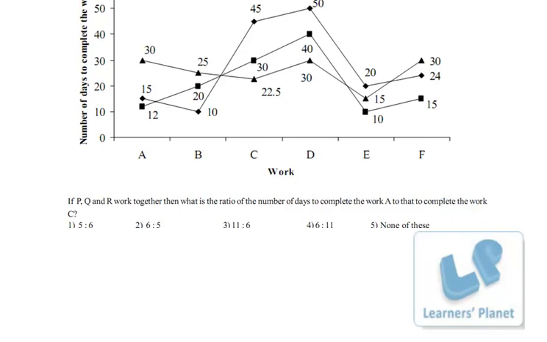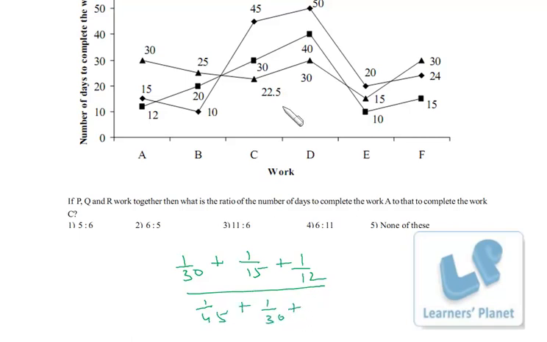So just do it quickly. You must be knowing a unitary method to solve the problems based on work. That's 1 by 30, 1 by 15, 1 by 12. That's the work A. 1 upon 30, 1 upon 15, 1 upon 12. That is a single day work done by the 3 people, right? And for C, 45. So it is 1 upon 45 plus 1 upon 30, 22.5 is 2 by 45, right? So take LCM.